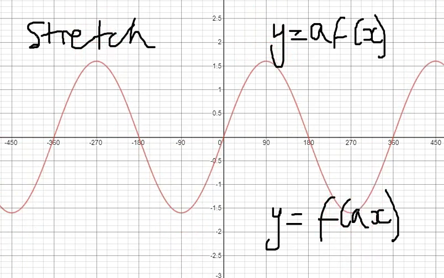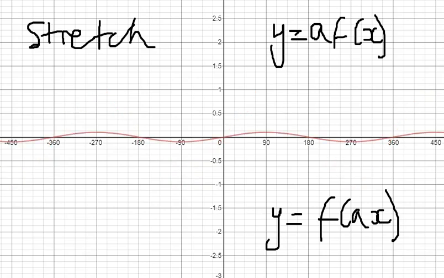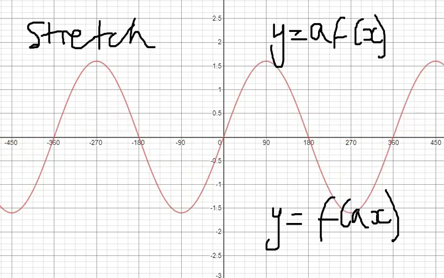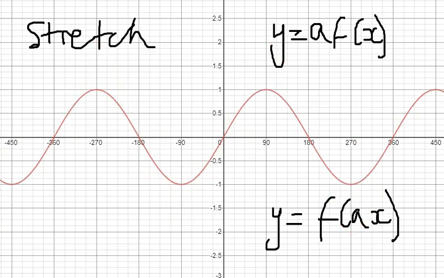If I make that number back to 1, then you get the original. If I make it a decimal, then it squashes it flatter. Okay, we'll come back to what happens with negative in a bit. So let's put it back to 1.